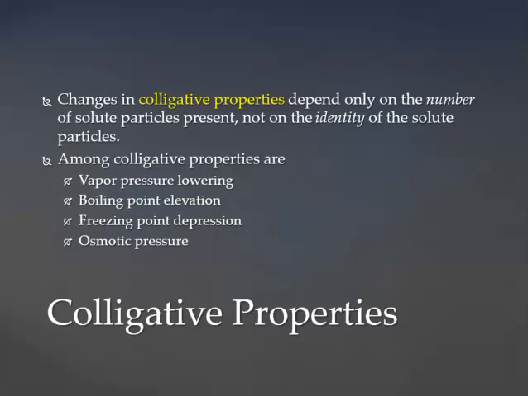If I have a sample of water, a beaker of water, that water has a vapor pressure, a boiling point, and a freezing point. But if I dissolve anything in that water and make a solution, the vapor pressure is going to drop, the boiling point is going to go up, and the freezing point will go down. These properties change depending on how much stuff you put in there. If I put another scoop of solute into my solution, the vapor pressure drops even more, the boiling point goes up even more, and the freezing point drops even more.